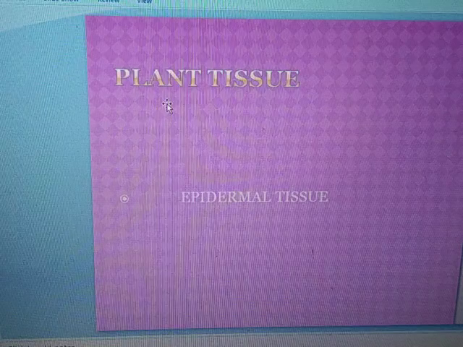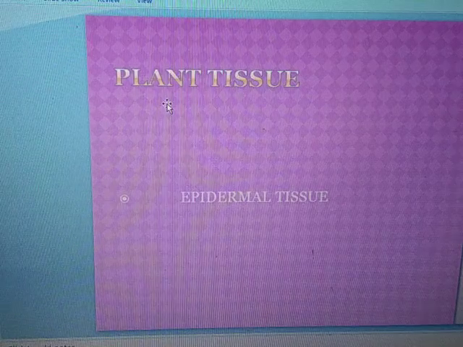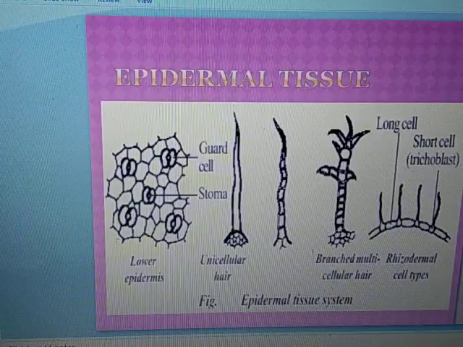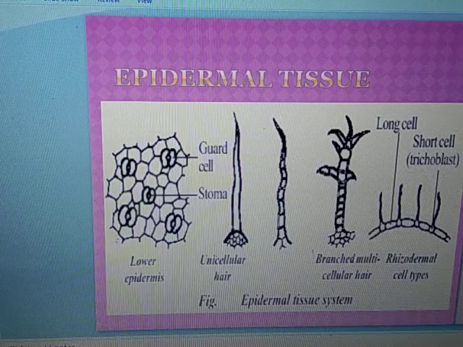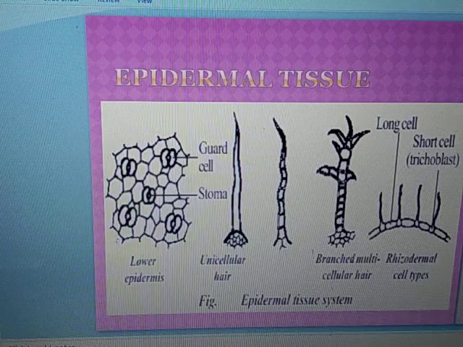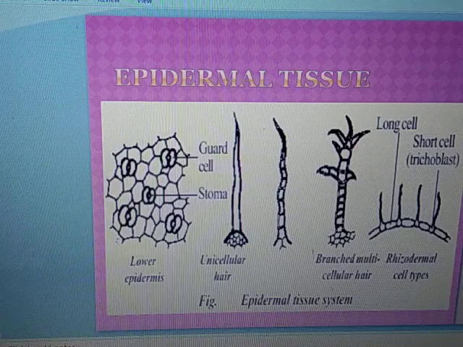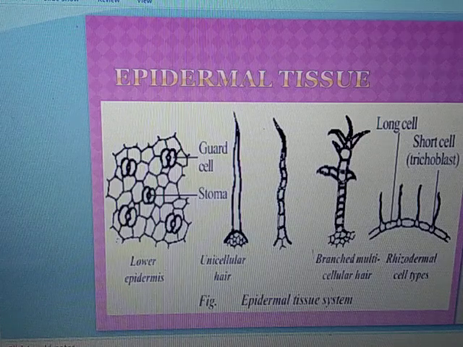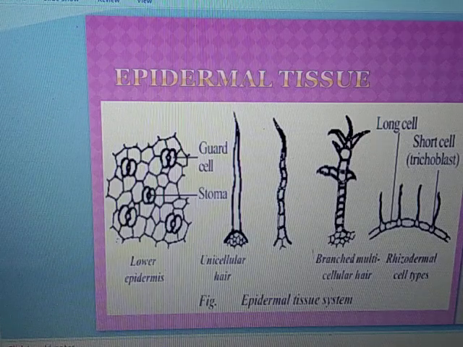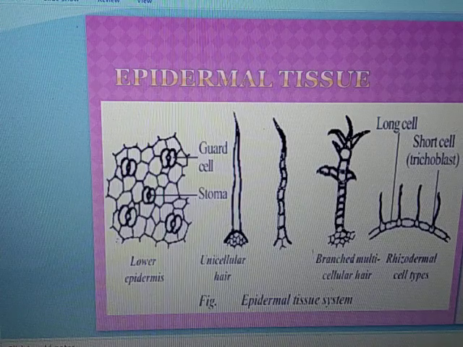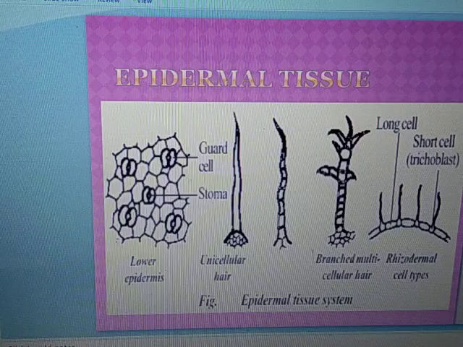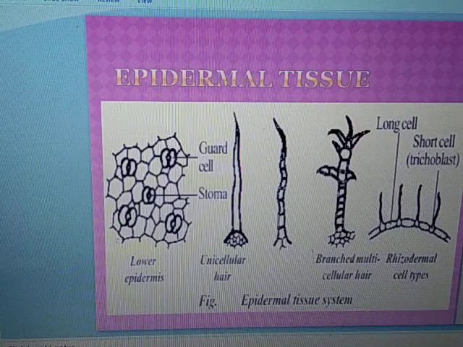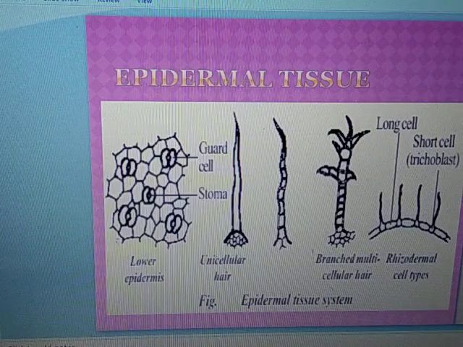Today we are going to discuss the epidermal tissue. Epidermal tissue is basically known as the protective tissue. It is the outermost tissue. It forms the outermost layer in plants. It is present in all organs and parts like roots, fruits, stem, leaves, seeds, etc.